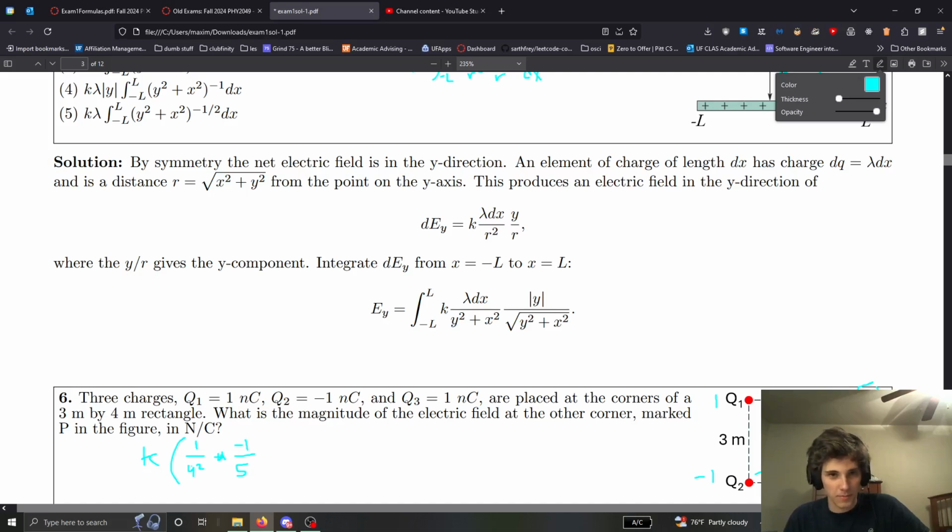But we only want the x component, which we get from taking the cosine, which is 4 over 5 here. So we multiply this times 4 over 5. And this is our x component. Y components, pretty similar, right? 1 over 3 here, and 1 over 3 squared. This should also be squared. And then plus minus 1 over 5 squared. Here we want the sine to get the y component, which is just going to be 3 over 5.